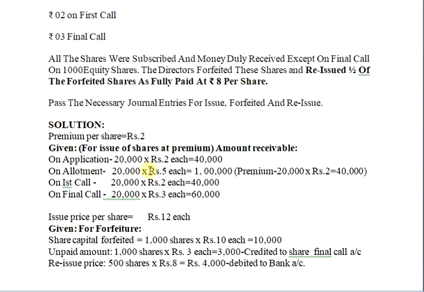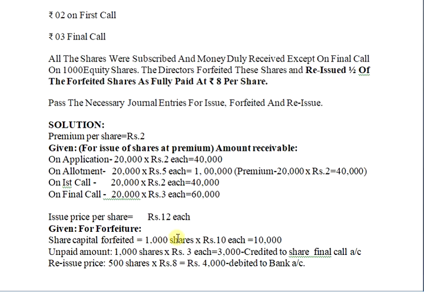Now allotment 20,000 into 5 is 1 lakh, which includes the amount of premium. On the first call, 20,000 into 2 becomes 40,000. On the final call, 20,000 into 3 is 60,000. What is the issue price? 2 plus 5, plus 2, plus 3, becomes overall 12 rupees as the issue price, but the face value is 10. Given for forfeiture, share capital forfeited: how many shares are we forfeiting?